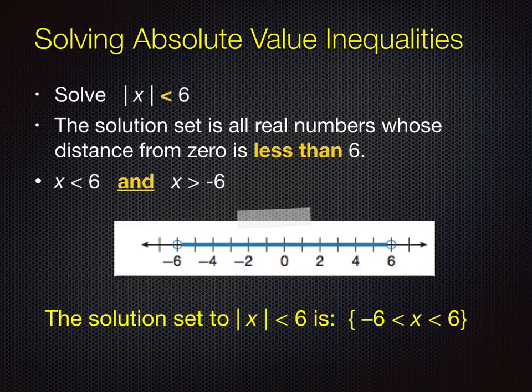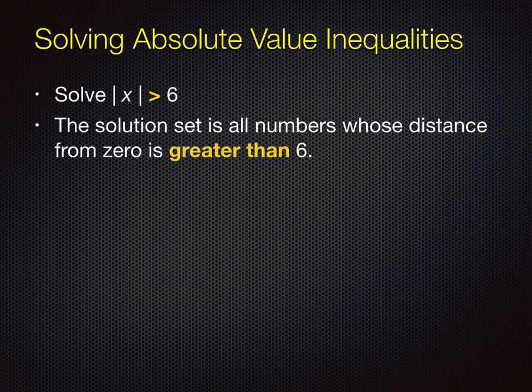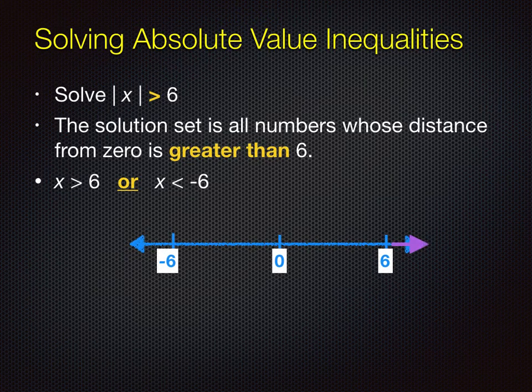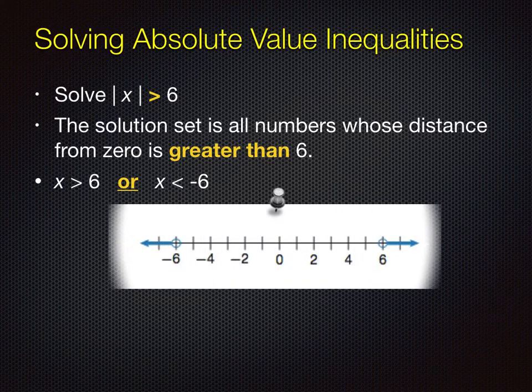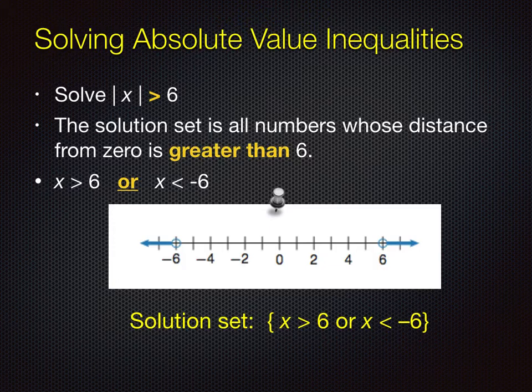Let's do another one, but this time with the greater than. The absolute value of x is greater than 6. So we want the numbers whose distance from 0 is more than 6. So can you picture what that would look like on a number line? We want x is greater than 6 or x is less than -6. So anything in the pink region is a solution and anything in the orange region. Both of them are solution regions. And to denote that with symbols, we do need the word or in between the two inequalities.